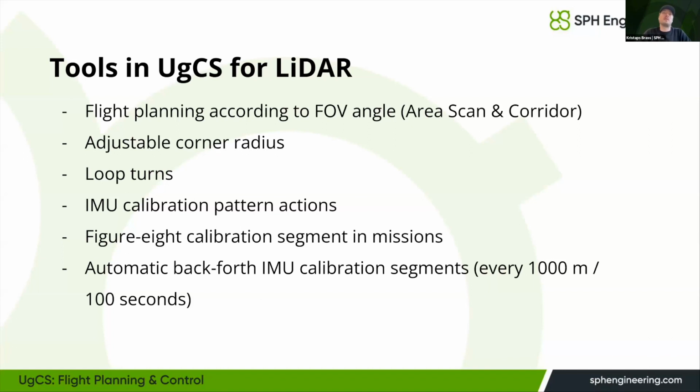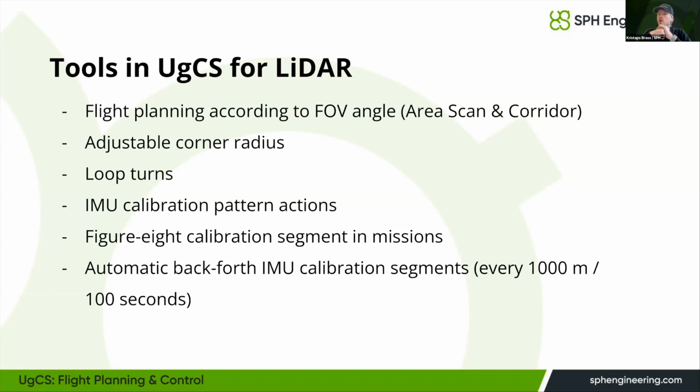In them, by the way, you also have the ability to adjust the corner radius, as well as the ability to do loop turns to ensure smooth flight for the LiDAR. Additionally, we have IMU calibration pattern actions. We have two: the figure eight calibration action, as well as the U-shape calibration action. You can also add LiDAR IMU calibration in the mission. You can add it before the mission and after, depending on what sensor you're using. Some request that it's added before the LiDAR area scan, for example. Some request that to be added before and after. So there it depends. And also, like I mentioned, what we rolled out very recently is the automatic back and forth IMU calibration segments.